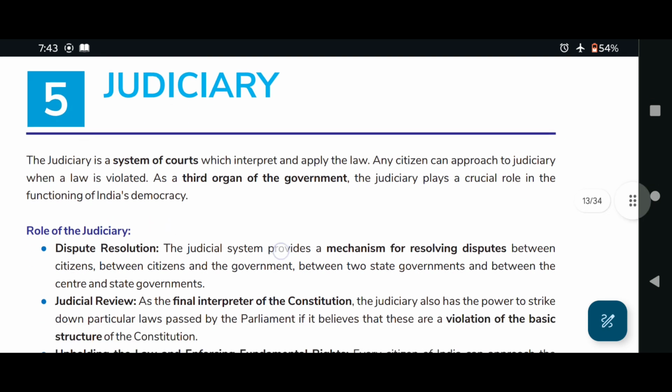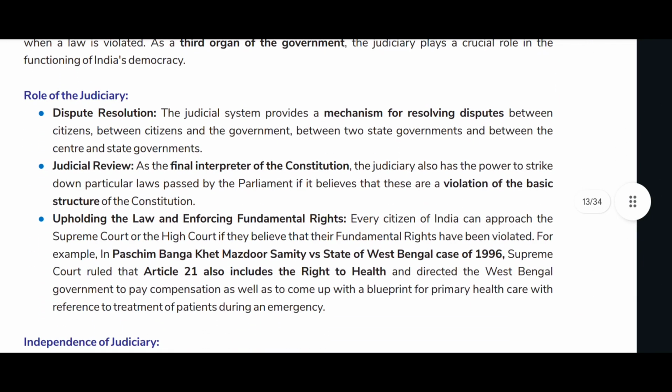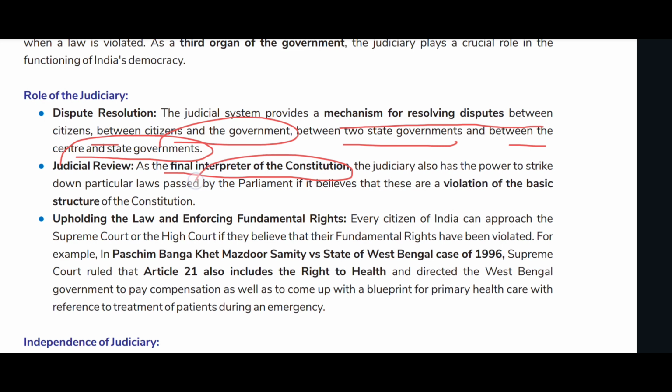Role of judiciary: dispute resolution. The judicial system provides a mechanism for resolving disputes between citizens and the government, between two state governments, and between the center and state governments. Judicial review. As the final interpreter of the Constitution, the judiciary also has the power to strike down particular laws passed by the Parliament if it believes that these are a violation of the basic structure of the Constitution.